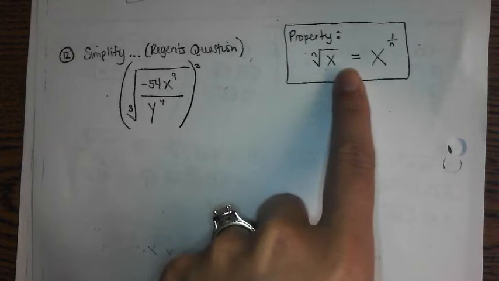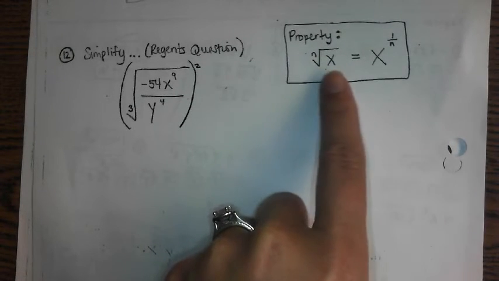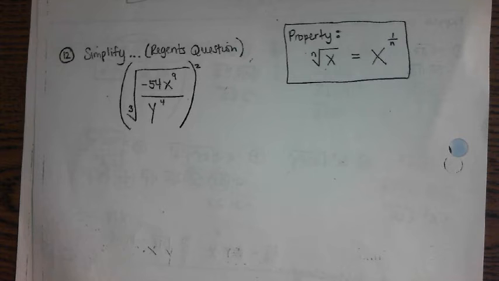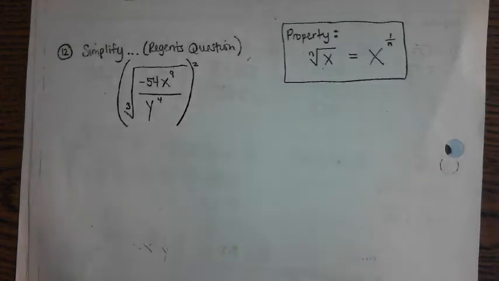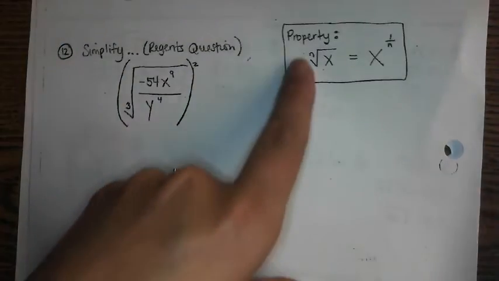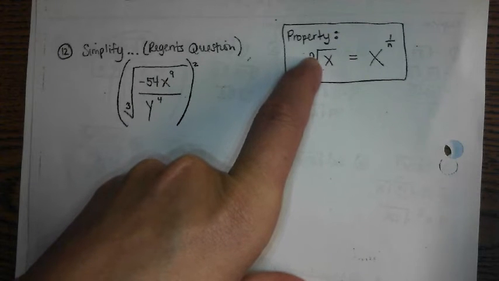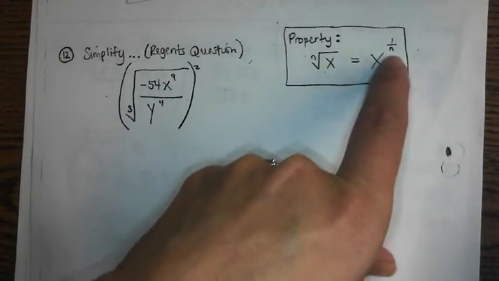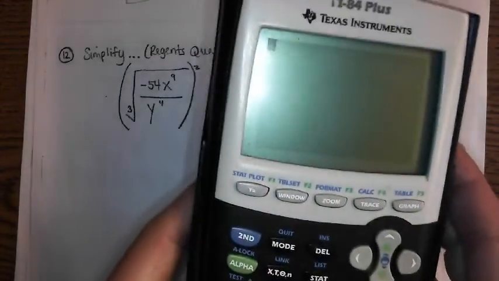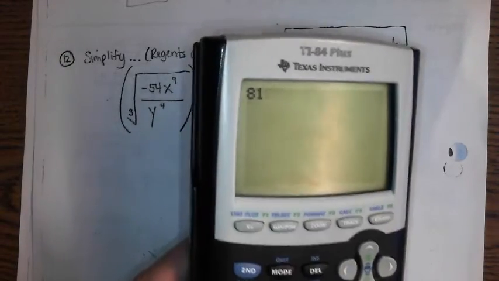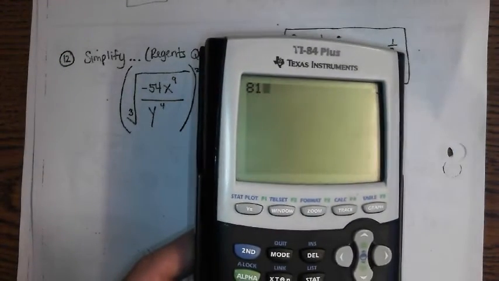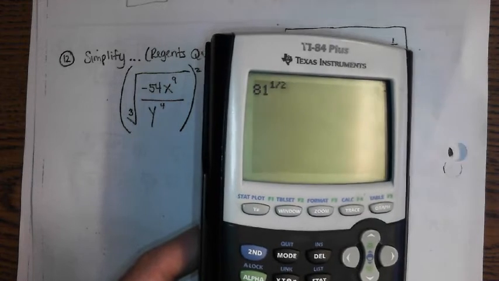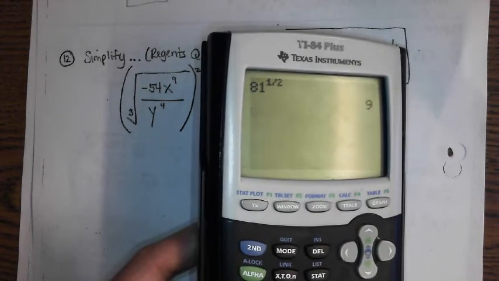There's a property here that is going to be really critical throughout the year, and this won't be the only time we do it. There's another section where we'll do it in even more depth. When you're asked to take the square root of something, if that's a 2, let's say, that's the same as raising it to the 1 over 2 power. So for example, if I wanted the square root of 81, rather than using the square root button, I can raise it to the 1/2 power, and it will still give me the square root of 81.